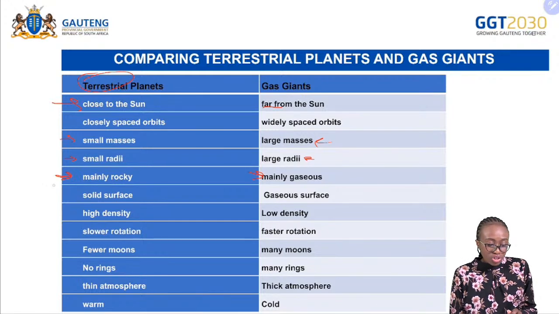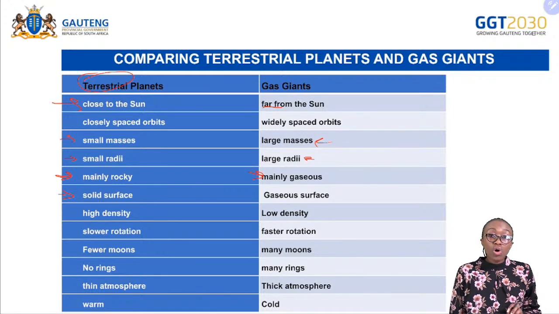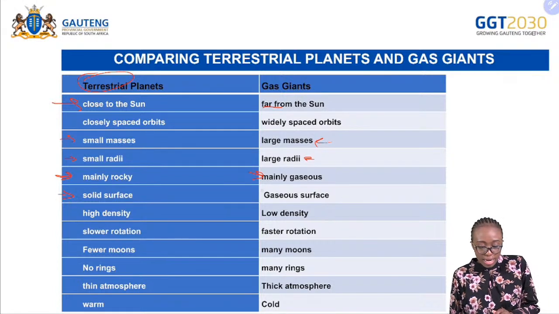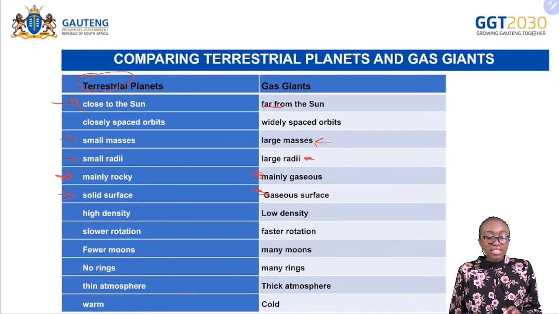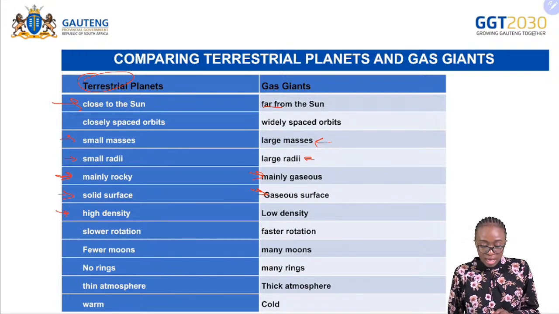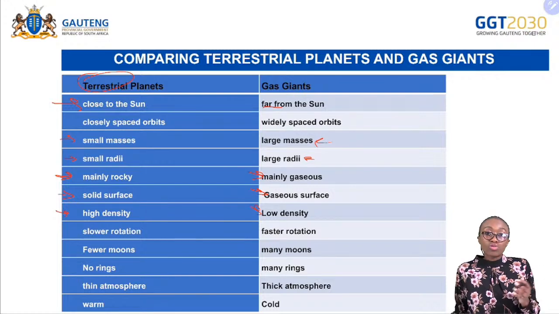And then the terrestrial planets have a solid surface, and the gas giants have a gaseous surface. The terrestrial planets have a high density, whereas the gas giants have a low density because of the solid and gas surface. That's where the density is coming from.